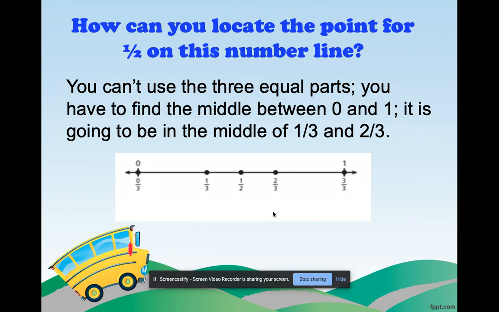How can you locate the point for 1/2 on this number line? Well, you can't use the 3 equal parts because the denominator is 2, not 3. So what you're going to do is find the middle between 0 and 1, and that would be 1/2, which is right here in the middle. It's also going to be in the middle of 1 over 3 and 2 over 3.